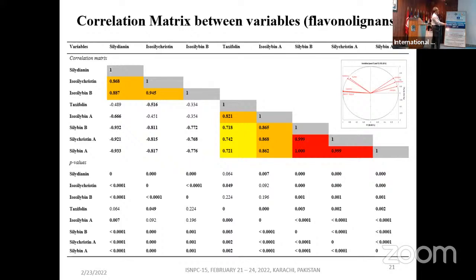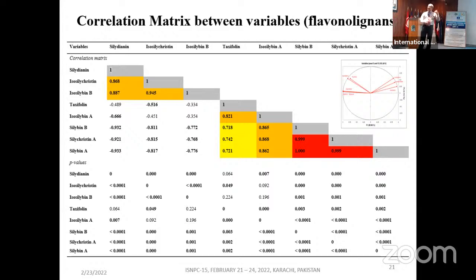This can be shown on the correlation matrix in a quantitative way. As you can see here, the correlation between silybin A and B is almost 1, and also 0.999 between silybin B and silicrystine A. The same very high correlation is seen between silybin A and silybin. There is a little bit lower correlation, but still a positive correlation, between isosilicrystine, silidimine, and isosilybin B. From this quantitative data, from this chemometric analysis, we think backward, as I said, about the biosynthesis of these compounds.